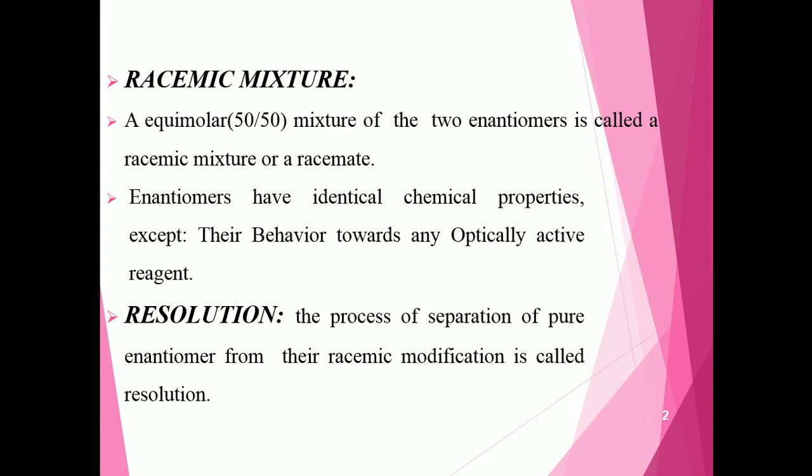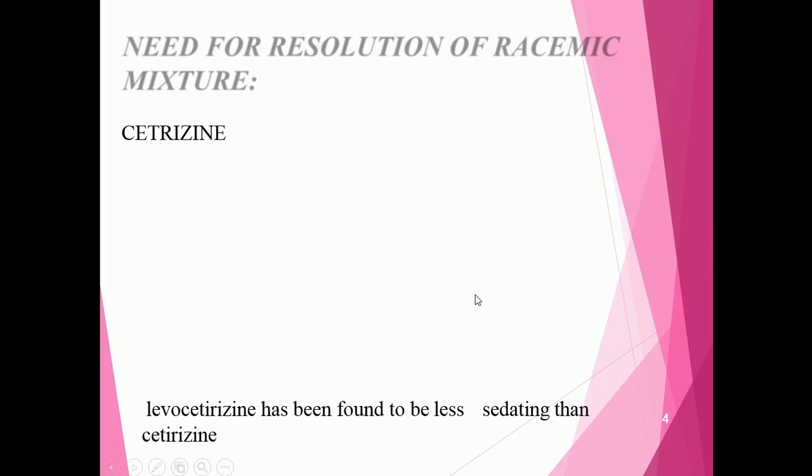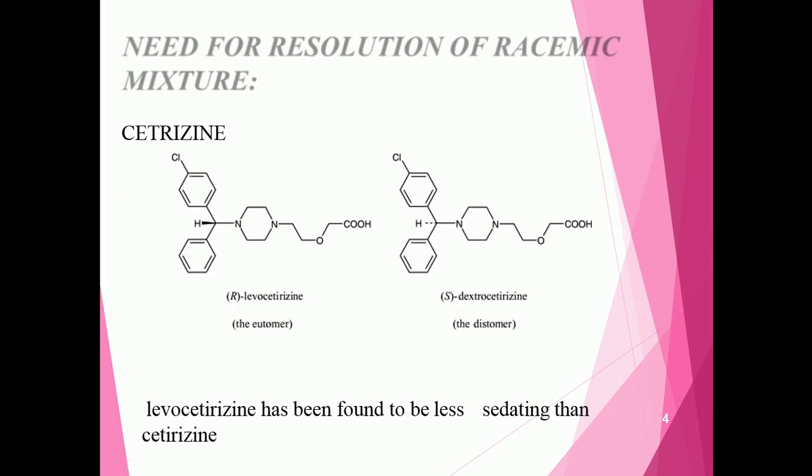So what is resolution? It is a process of separation of pure single enantiomer from the racemic modification, or you can say from their racemic mixture. That is called as a resolution. And resolution of racemic mixture is a process by which we can resolve a single enantiomer from the racemic mixture. Fine. Now, what is the need? Why should we go for resolution of racemic mixture?